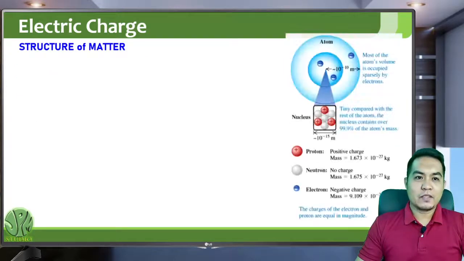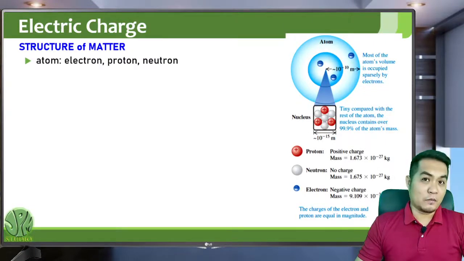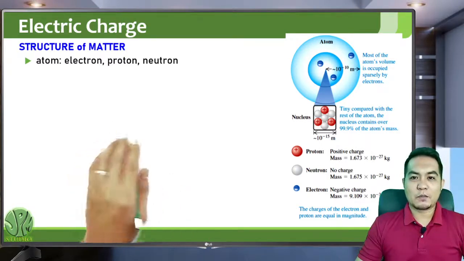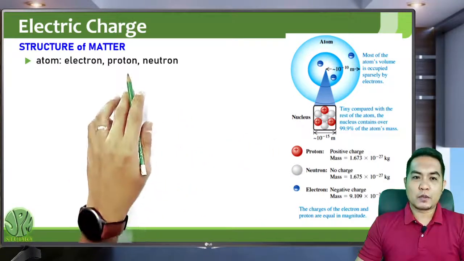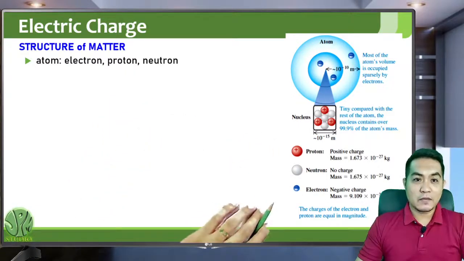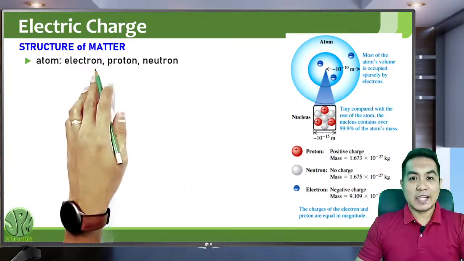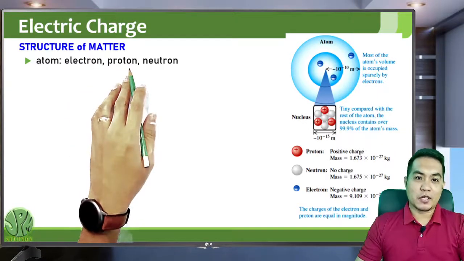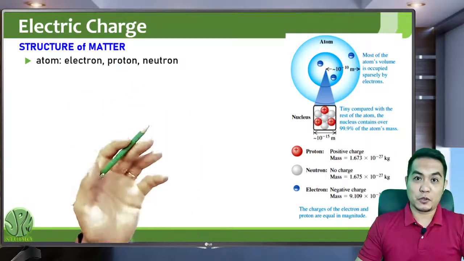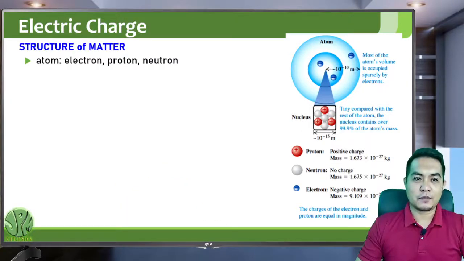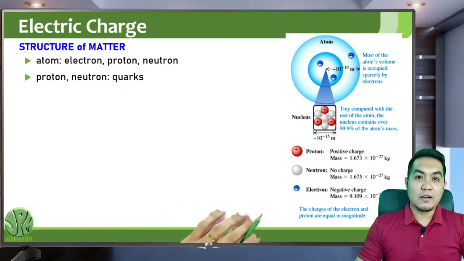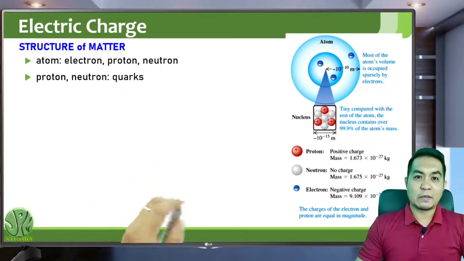Matter is composed of atoms. We are all composed of atoms, and atoms are further composed of subatomic particles called electrons, protons, and neutrons. Protons and neutrons are in the nucleus of an atom, while the electrons are orbiting around the nucleus. An electron is negatively charged, a proton is positively charged, while a neutron, from the word neutron, is neutral; it has no charge.